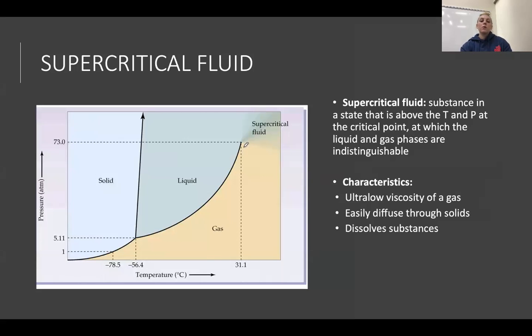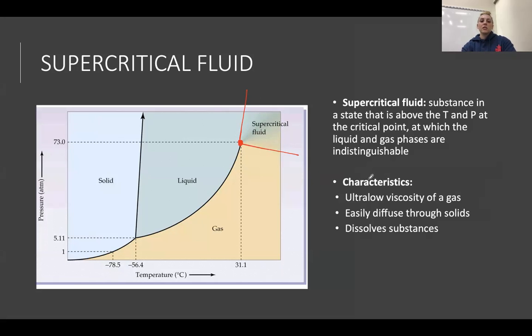All right, and so beyond that critical point, remember this is your critical point right here, and the critical point marks the end of that equilibrium line. But beyond that is where you have your supercritical fluid. This is a substance in a state that is above the temperature and pressure at the critical point, as you can see, and it's where the liquid and the gas phases are indistinguishable.